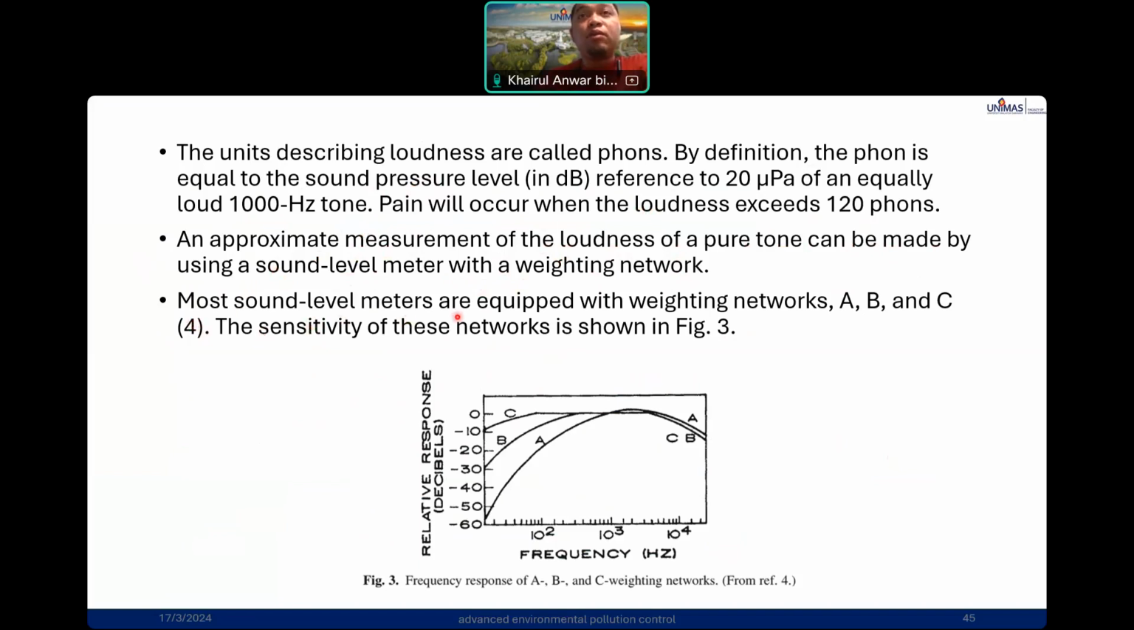Most sound level meters are equipped with weighting networks A, B, and C. The sensitivity of these networks is shown in figure 3. So dB is decibel, but if you use any of the frequency weighting networks, it will turn to either dBA, dBB, or dBC.